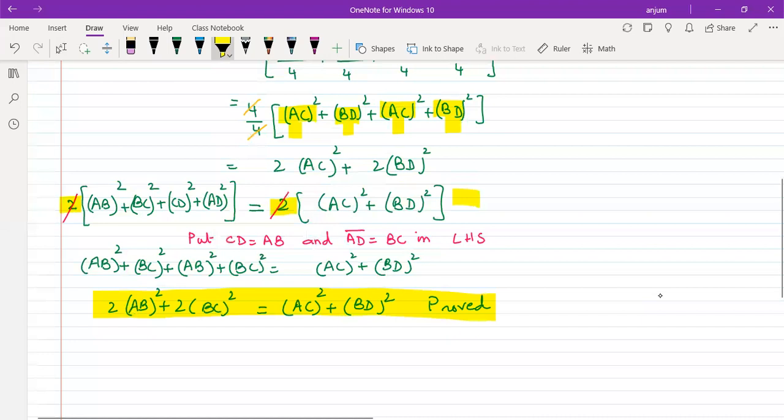And now I'm putting CD equal to AB, because in our parallelogram the opposite sides are equal, and these opposite sides are CD and AB, and another 2 opposite sides are AD and BC. You can see in the diagram. So I'm putting CD equal to AB, and AD equal to BC. By doing so, we get 2 times AB square and 2 times BC square on the left hand side, and on the right hand side we have AC square plus BD square. So we have proved that 2 times AB square plus 2 times BC square is equal to AC square plus BD square.